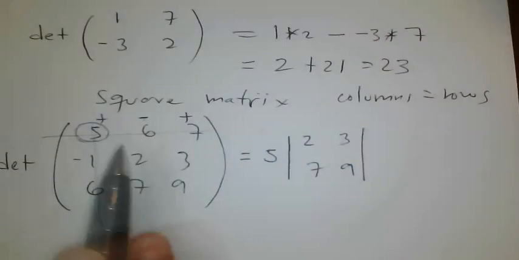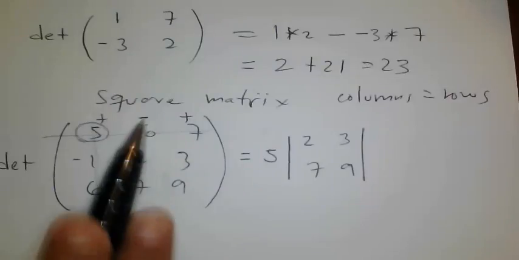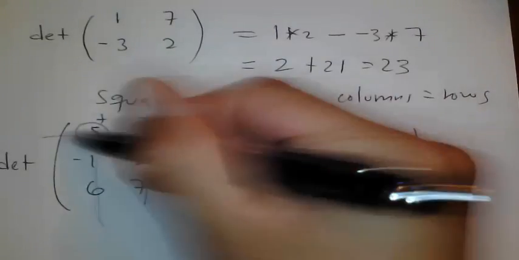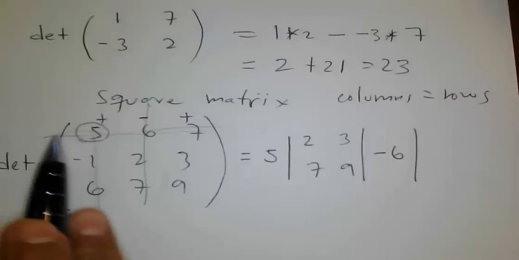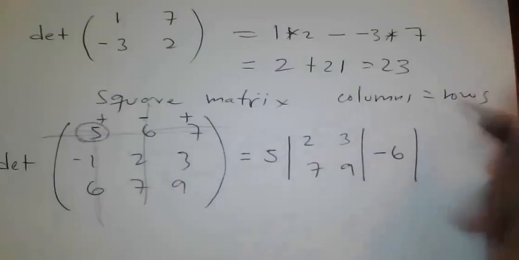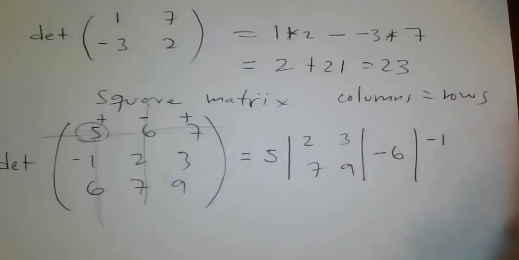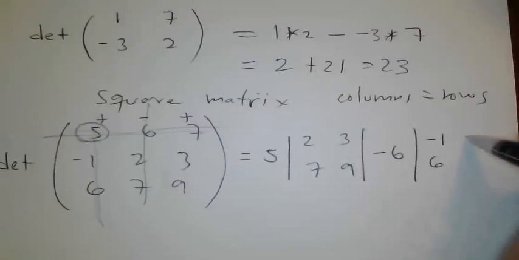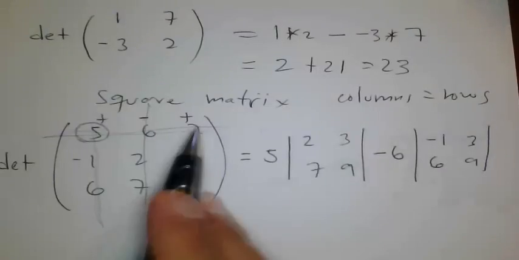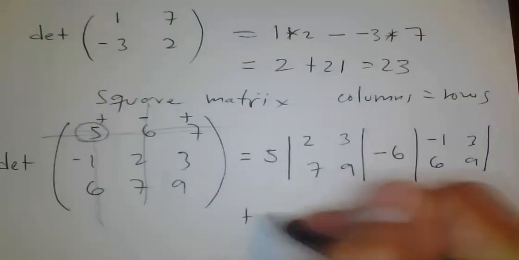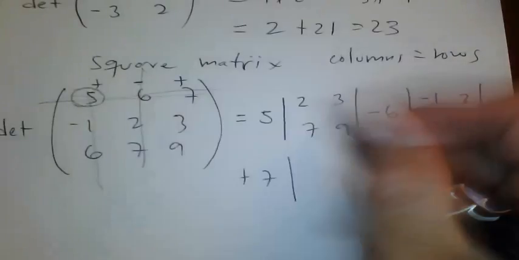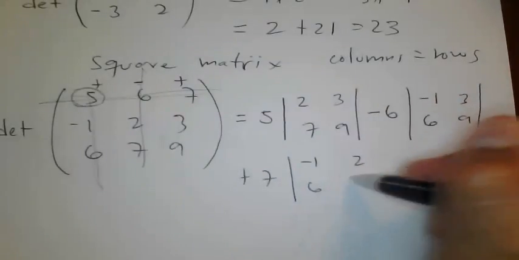Following this rule, the next one will be 6, and we change the sign. We eliminate that column and that row, and then we get another 2 by 2: negative 1, 6, 3, and 9. And then finally plus 7 times the determinant of negative 1, 2, 6, and 7.